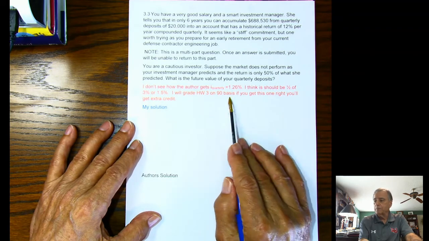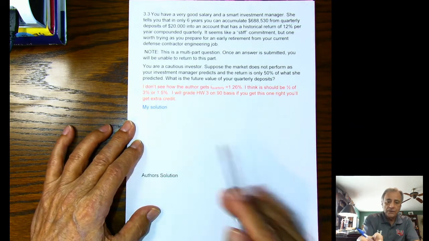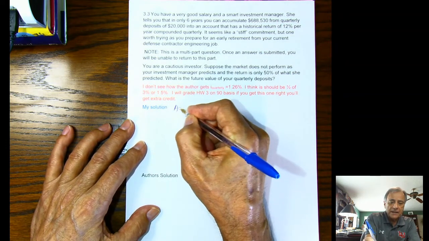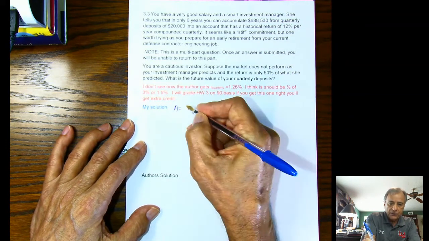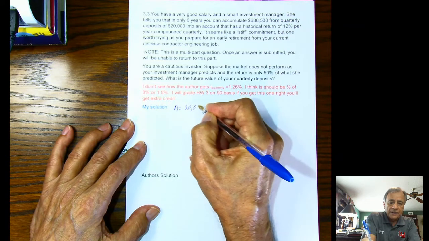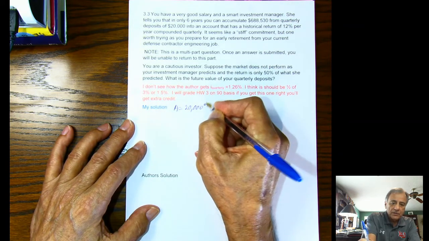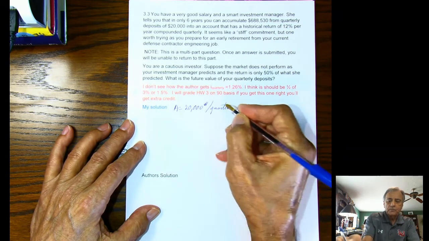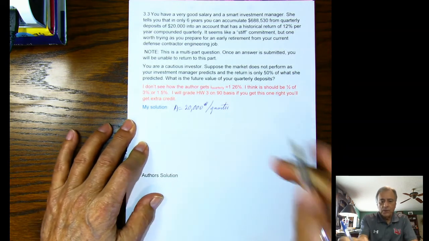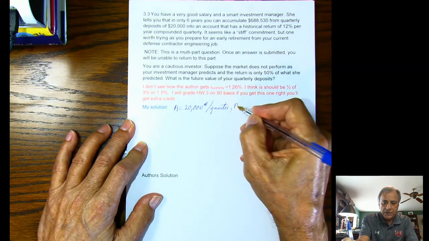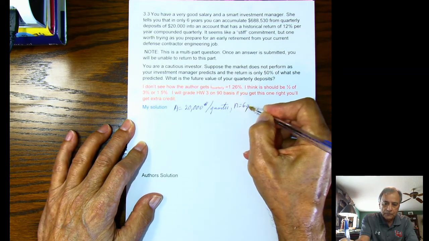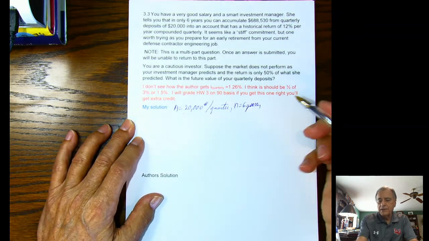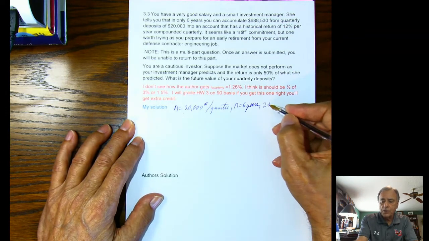1.26% per quarter. Okay, so the first thing we do is put down what we know. We do know that A is a uniform series, $20,000 per quarter. And we know we're going to do this for 6 years, but in terms of the uniform series, that's going to be 24 quarters.